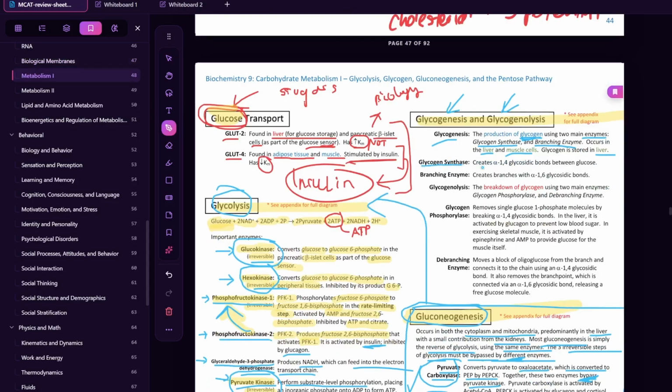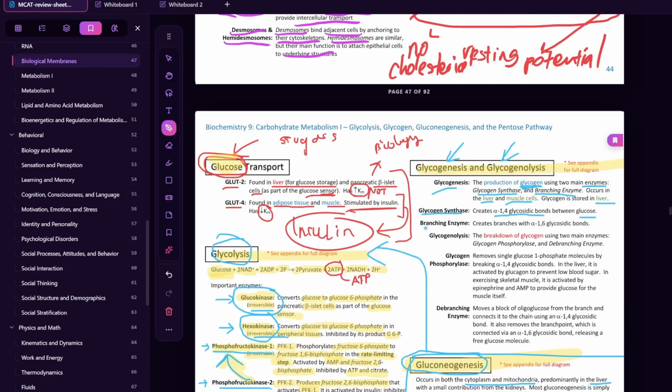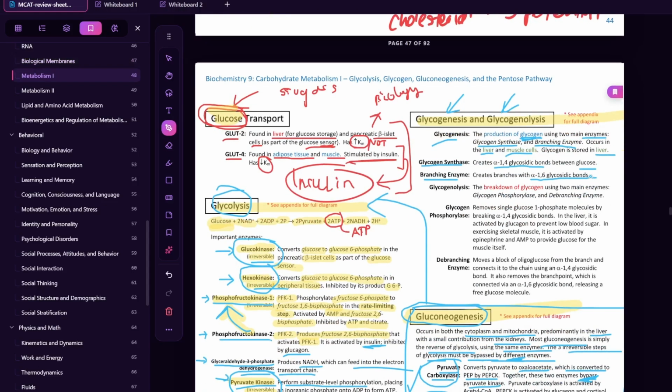And so glycogen synthase creates an alpha-1,4 glycosidic bond between glucose. Remember earlier that we had a carbohydrates review, and so this is what it is. And then you have a branching enzyme, which creates branches with alpha-1,6 glycosidic bonds. So glycogen is a very big molecule, right?